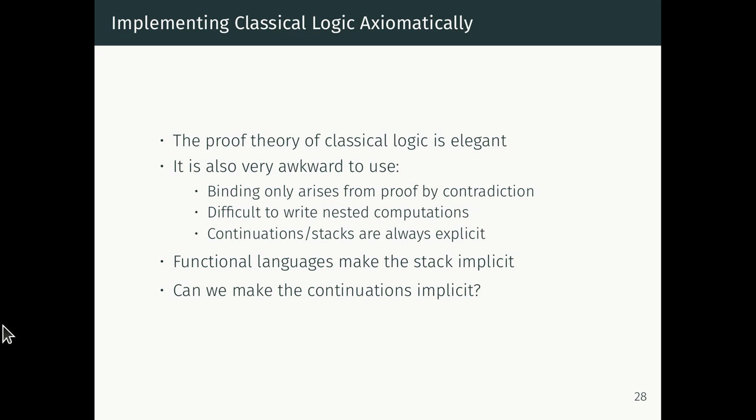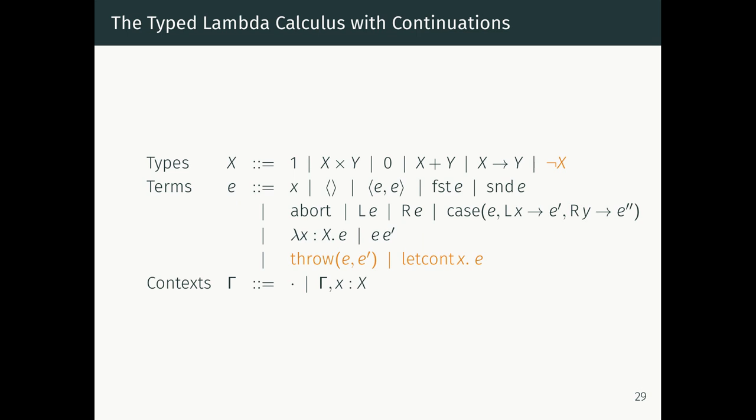And so one question you can ask is, is there any way to give a calculus for classical programming that's as comfortable to program in as the intuitionistic calculus? And the answer to this question is yes. The way we can do this is by adding first-class continuations to the typed lambda calculus. What we're going to do is take the simply typed lambda calculus with units, products, disjunctions and implications, and then add one more type former. We're going to add first-class negations. We're not going to encode it as X implies 0. We're just going to add not X as a first-class primitive.